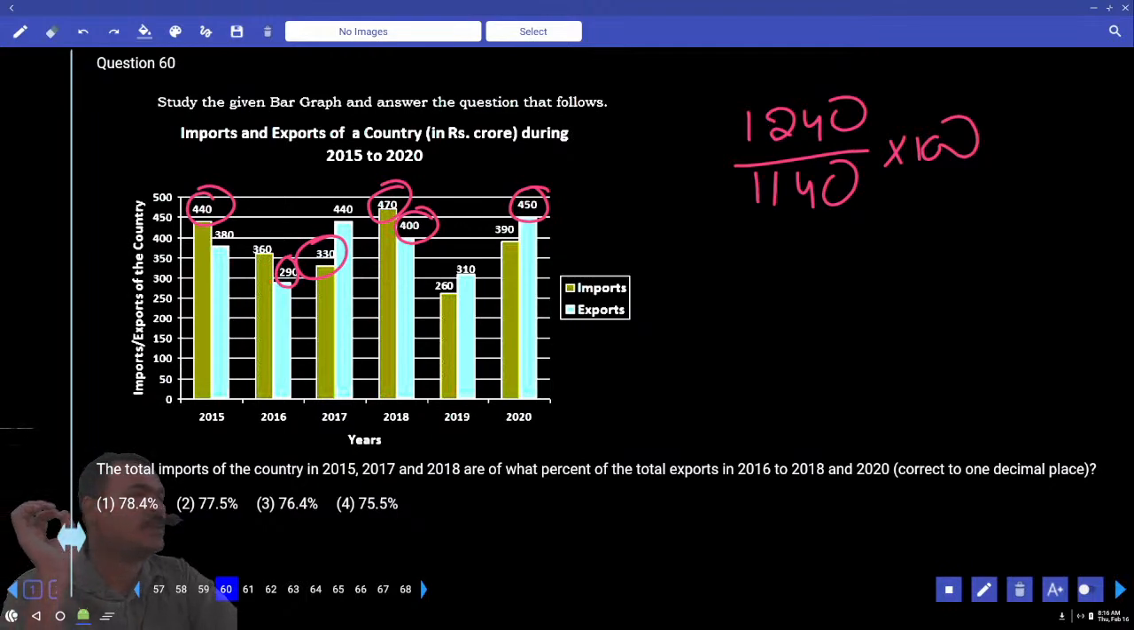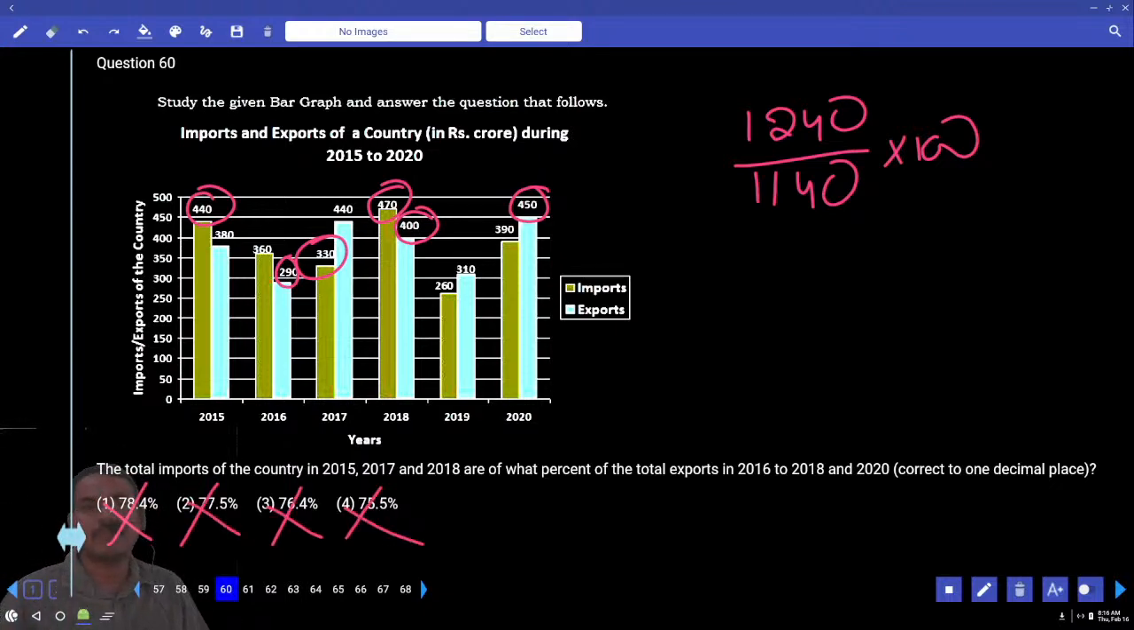1240 by 1140, are we getting more than 100% or less than 100%? More than 100%, because the numerator is more than the denominator. All the options given are wrong. Suppose the question is changed: 1140 is what percent of 1240? In that case also we get a value nearby 90%, not 70%. The question options are wrong.